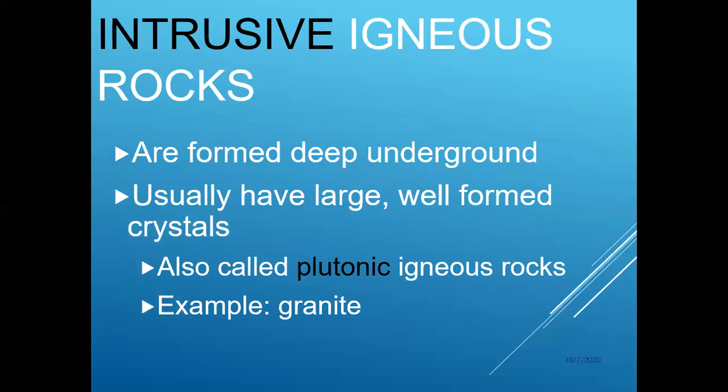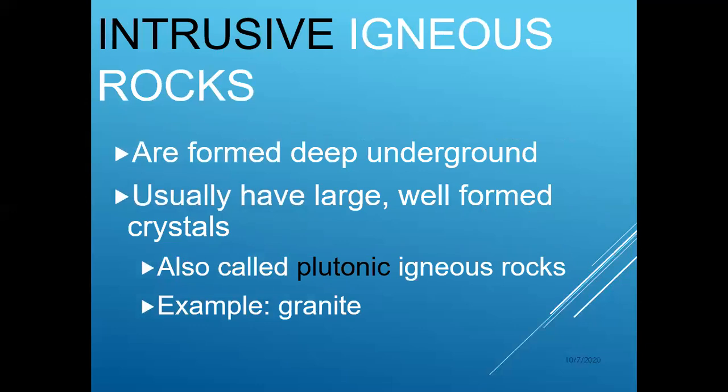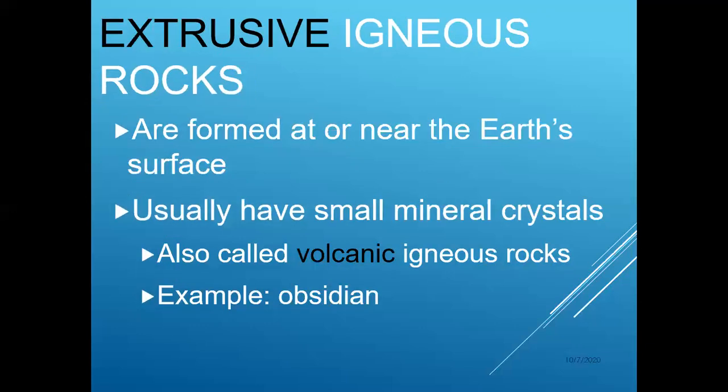There are no questions really pertaining to this in the lab. This is just for your own use. These are just the types of igneous rocks: intrusive, and then extrusive, and they're pretty straightforward. Intrusive is within the Earth, extrusive is near or outside of the Earth's surface.